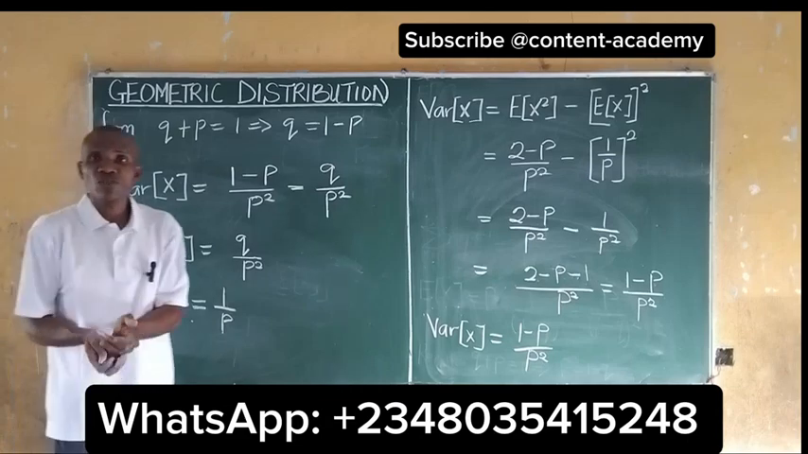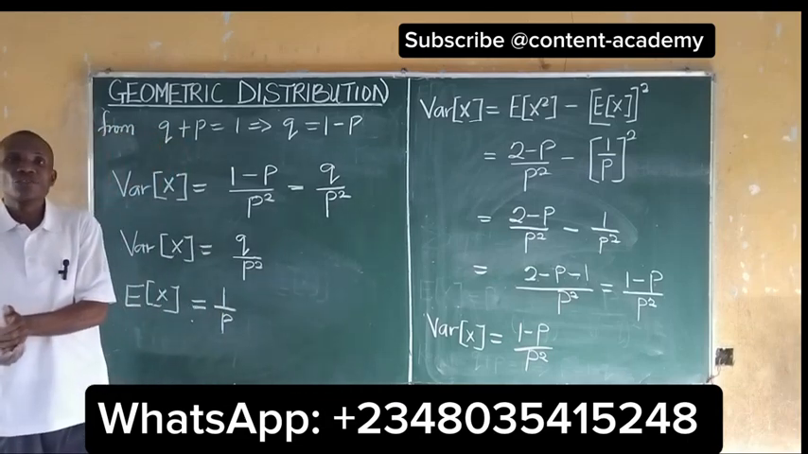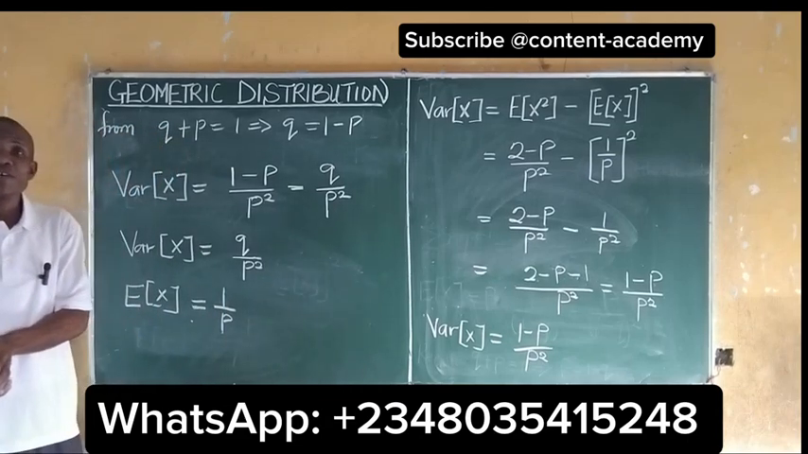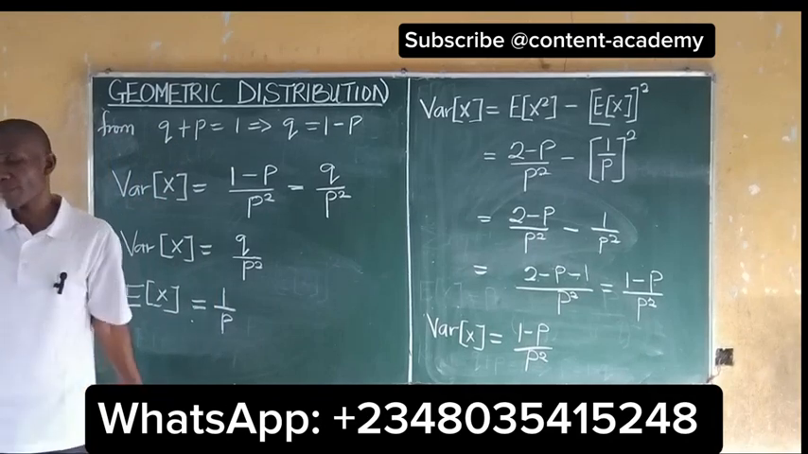So this is simply how to compute the variance of the geometric distribution of the first kind of a discrete random variable.